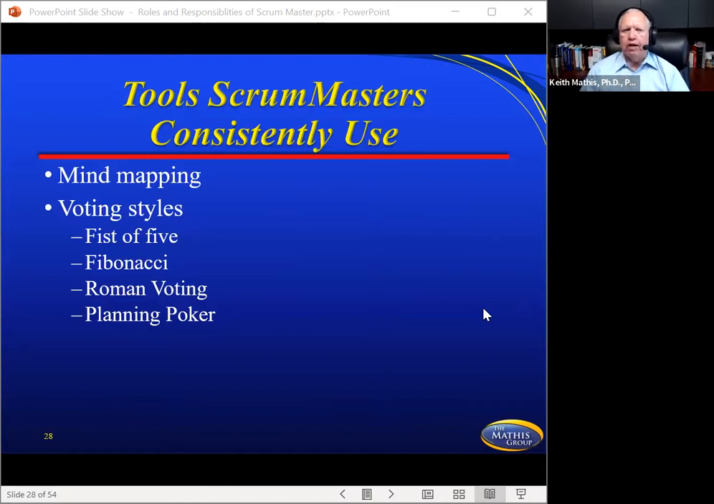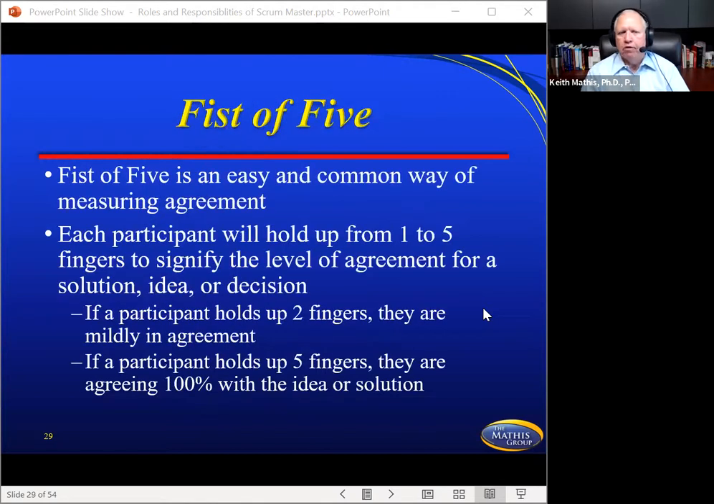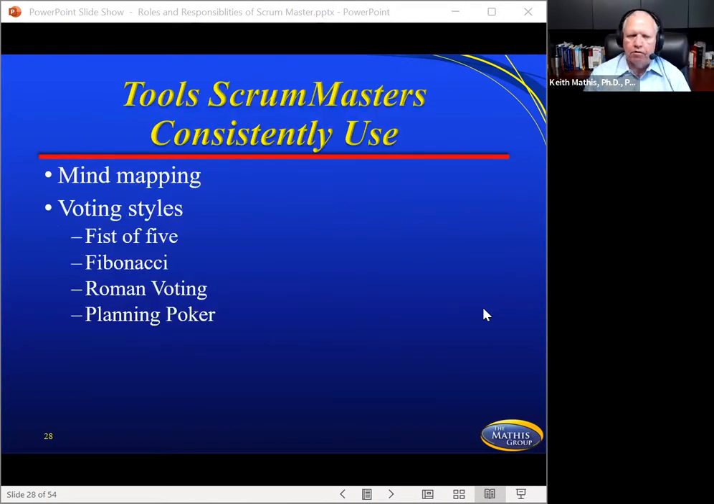Now let's talk for just a second about some tools that Scrum Masters consistently use. When Scrum Masters are facilitating, they're trying to help make decisions. Remember, the goal is execution. So that means you're mapping it out. You might be doing mind mapping in order to brainstorm something. If you're not familiar with that, there's free software that you can download for mind mapping. Voting styles are used tremendously with the Scrum Master. Why? Because you're trying to get people to vote and you're trying to reduce the potential of bias. So we're going to talk about all these: Fist of Five, Fibonacci, Roman voting, and planning poker.